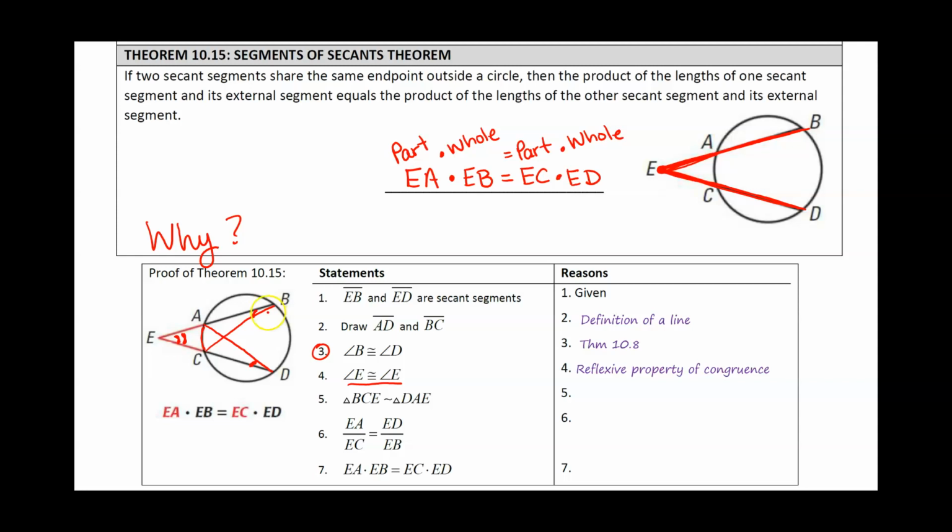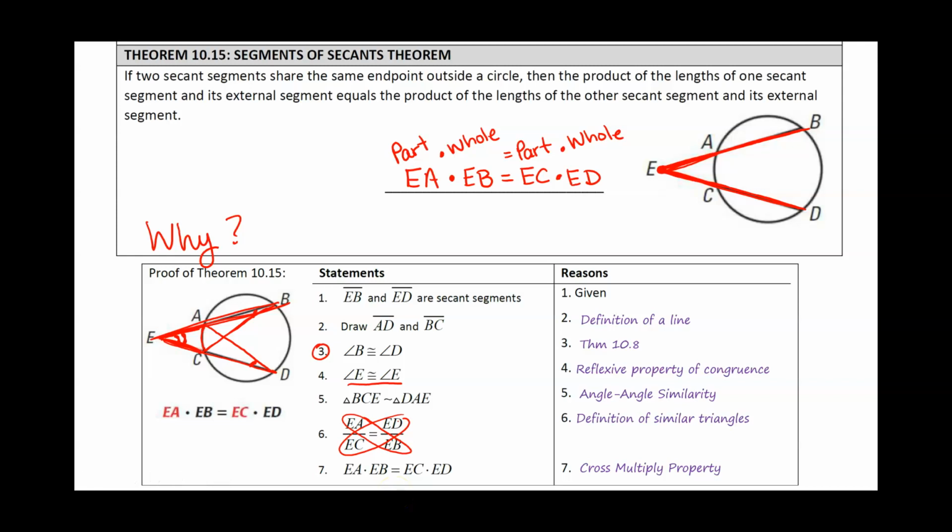Triangles BCE, which is that top triangle, is congruent to DAE, which is the bottom triangle, and we know that because of angle-angle similarity. Now again, if the triangles are proportional or similar, then the parts are proportional. So we have this small part is proportional to this small part, and ED is proportionate to EB. Okay, then we cross multiply again. We cross multiply there, and that's why this is happening. So it's just the cross multiply property again.